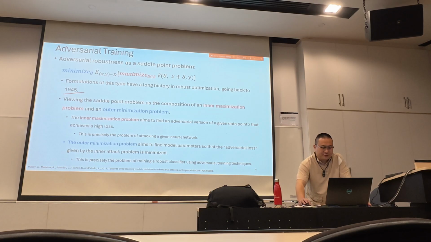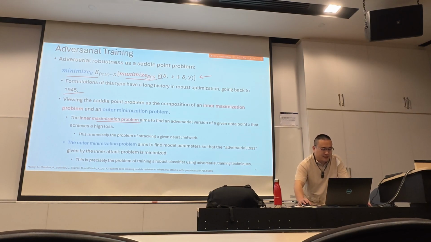We can view the saddle point problem as the composition of the inner maximization and the outer minimization. For the inner maximization, you should be familiar with that. This is the way that we generate attacks. The delta is the perturbation, and S means the allowed range, for example, the Lp norm. And then we want to maximize the loss function. So L is the loss.